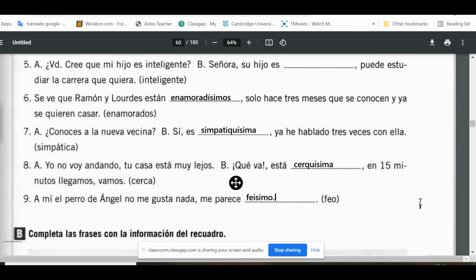Estoy de acuerdo. Do you understand what I said? Estoy de acuerdo. Okay, so da is give, da. No. Okay, write it down. I agree. Oh, de acuerdo. So I am in agreement, literally speaking. Estoy de acuerdo.